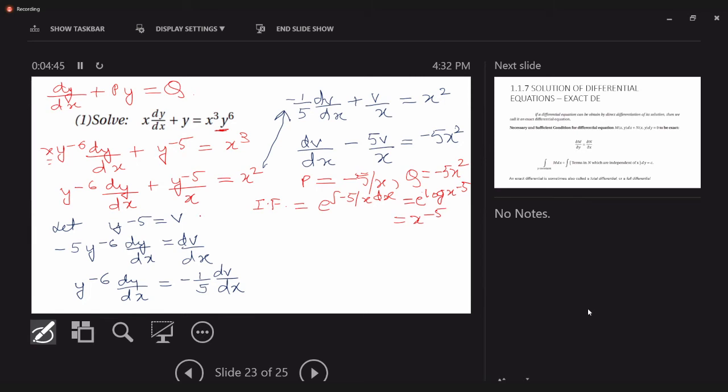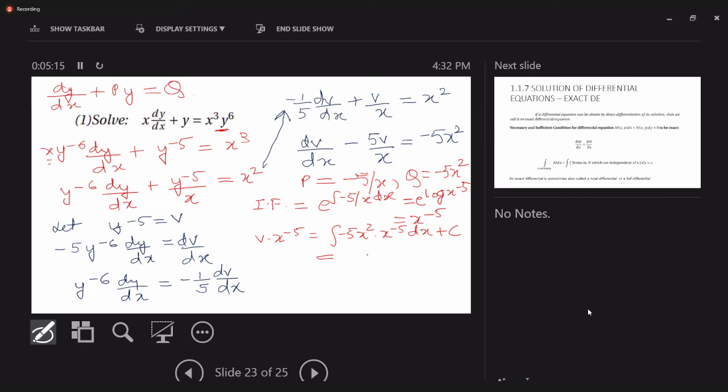Now we are going to find the solution. The dependent variable over here is v. So v into the integrating factor is equal to the integration of Q. Q is minus 5x squared, into the integrating factor x raised to minus 5, dx, plus c. Once again, this is a very simple integration: minus 5x squared into x raised to minus 5 dx. So you tell me. I'll expect the answer from your side.